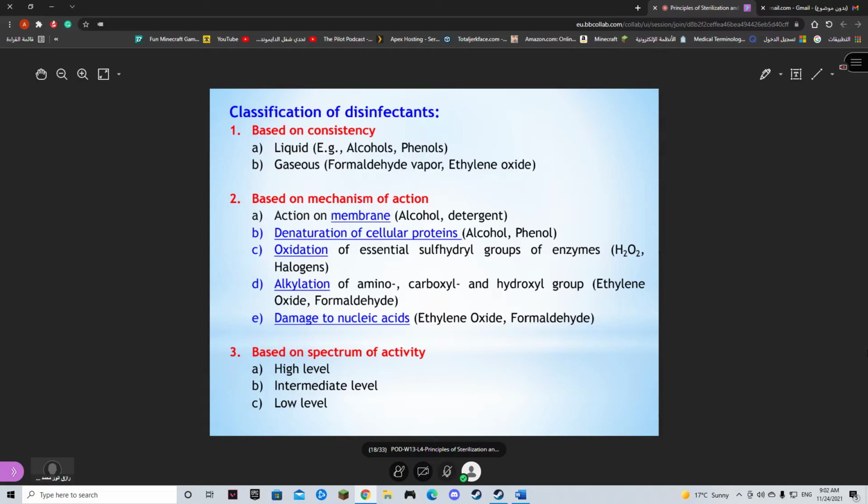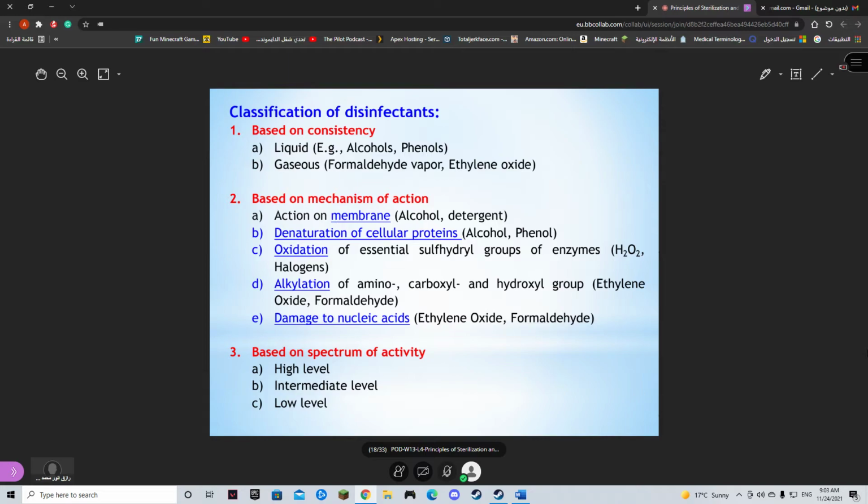Okay, so based on the mechanism of action: action on the cell membrane, plasma membrane, denaturation of proteins, and oxidation is very important, because we have hydrogen peroxide and we have the halogens that we are using enormously in the operating room.